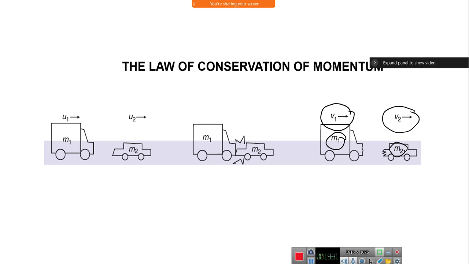This is very important. Now we are coming very close to the law of conservation of momentum. So can you tell me what is the momentum of this vehicle? Quickly, I want your answer. Use the formula, mass and velocity. M1 into U1, very good. M1 into U1. What is the momentum of this vehicle? M2 into U2. Right. What is the momentum of this vehicle?